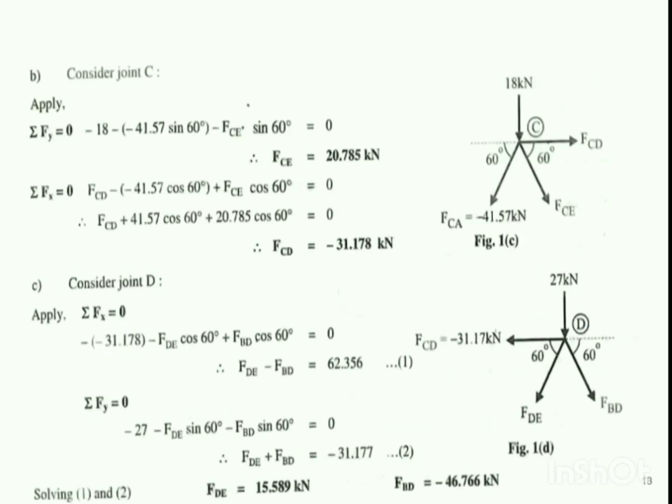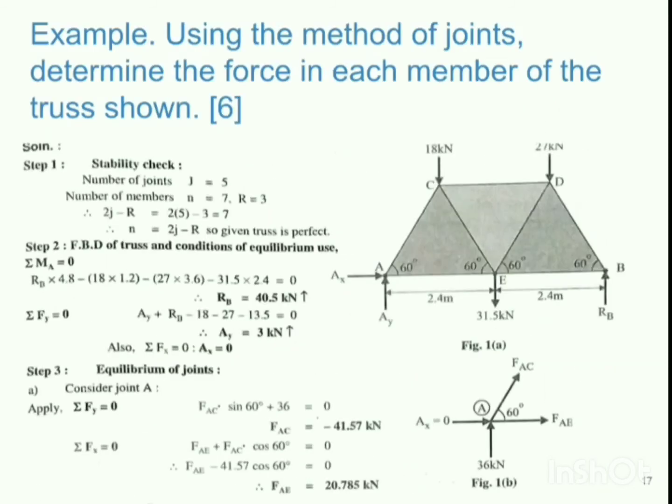So let us quickly revise all the steps. Firstly, we need to draw the FBD of the entire truss, representing the forces acting on the truss as well as the components of the reactions, that is the support reactions. Check the stability of the truss. Next, we need to find out the values of the support reactions. Then, in the next step, that is step number 3, we need to isolate a joint depending upon the condition that it should not have more than two unknowns.